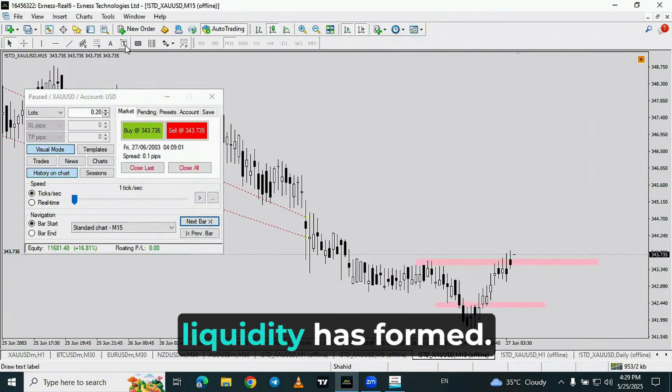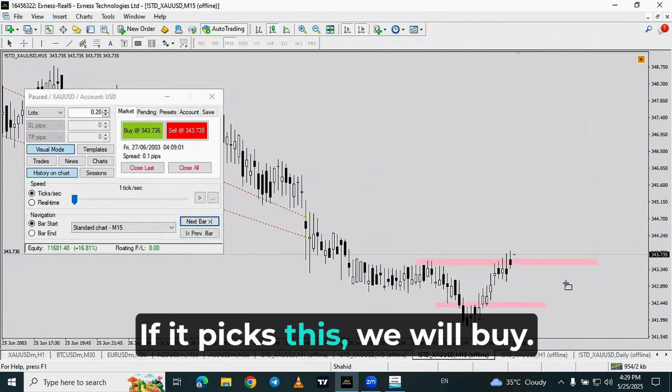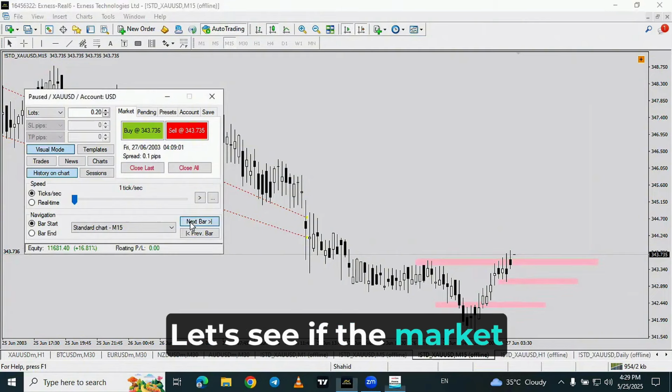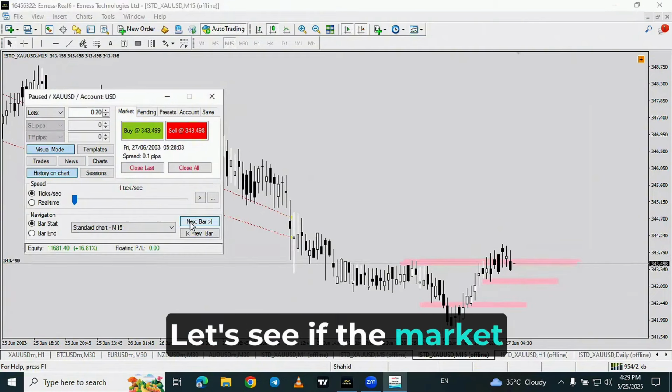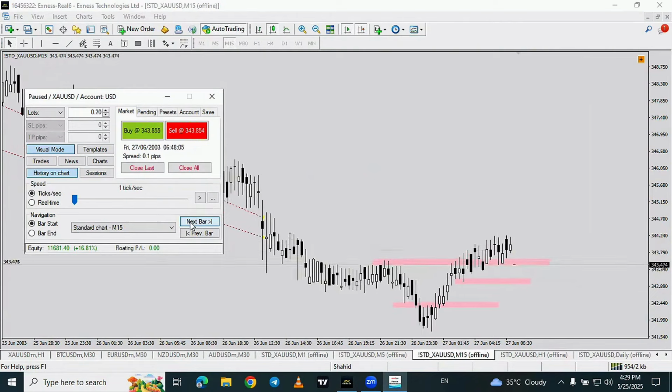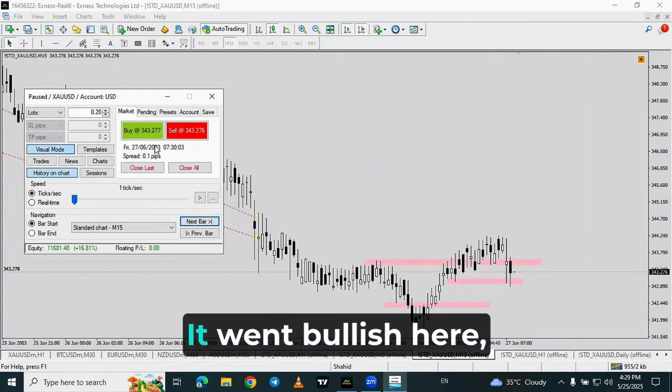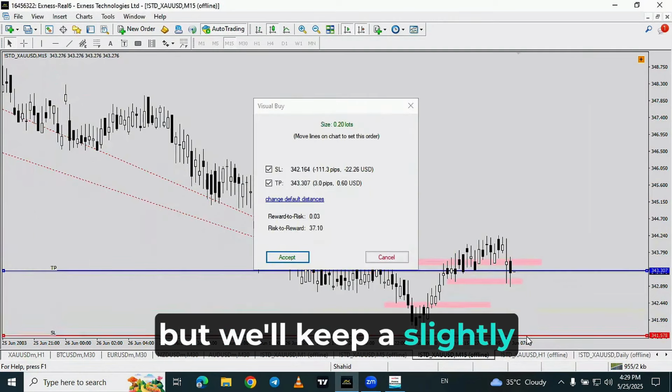If you see here, liquidity has formed. If it picks this, we will buy. Let's see if the market picks it or not. Let's see if the market picks it here or not. It went bullish here, but we'll keep a slightly larger stop.